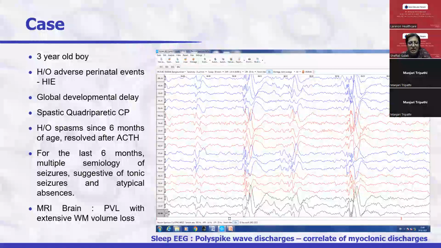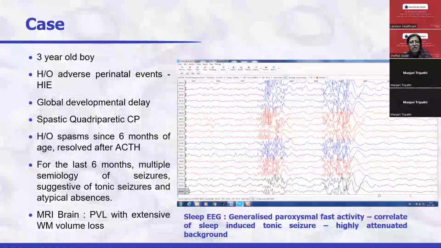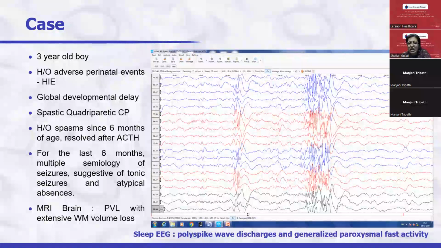The next case is a 3-year-old boy with a history of adverse perinatal events with global developmental delay, having spastic quadriparetic CP, and a history of spasms since 6 months of age, which resolved after ACTH. And then after that, for the last 6 months, he had multiple semiologies of seizures, suggestive of tonic seizures and atypical absences. There was periventricular leukomalacia with extensive white matter volume loss, and this sleep EEG showed polyspike wave discharges, the correlate of myoclonic discharges. And then in this sleep EEG at this stage, the same child is showing generalized paroxysmal fast activity, and this is again polyspike wave discharges with generalized paroxysmal fast activity.